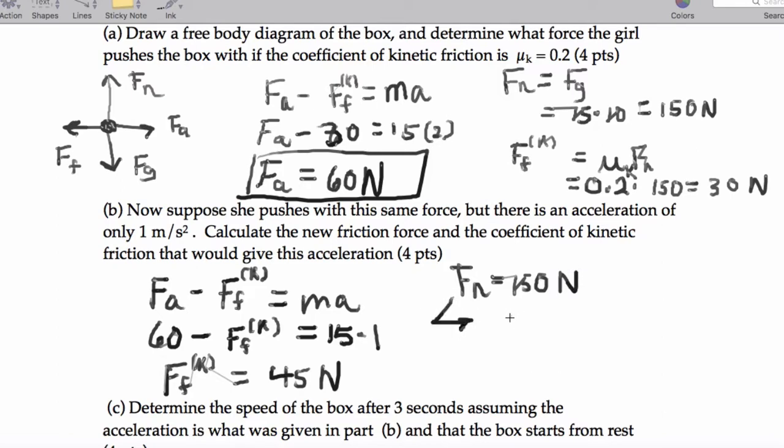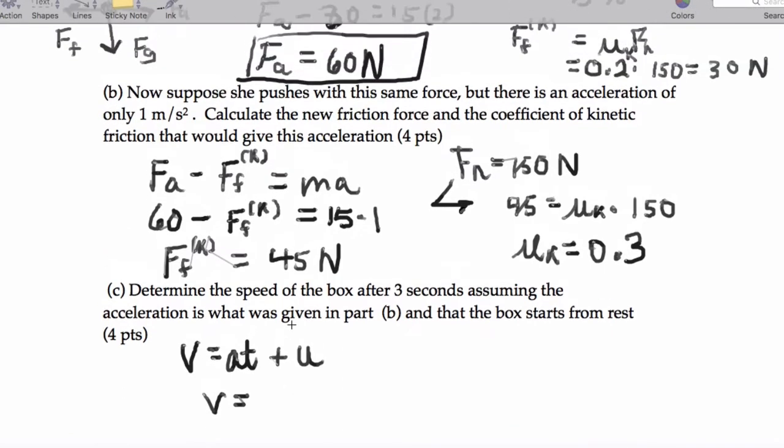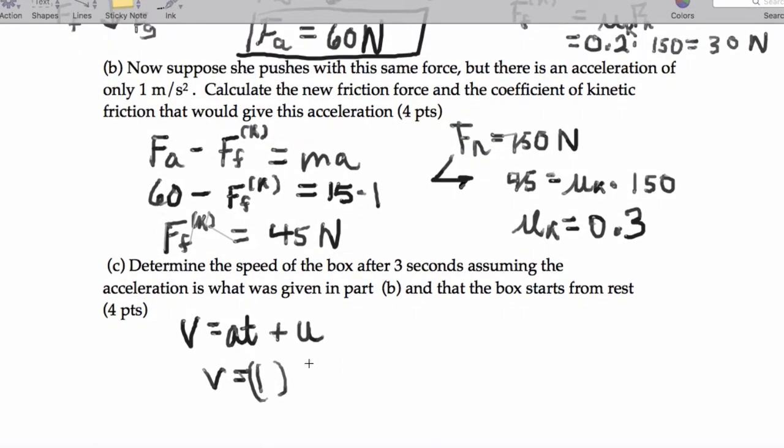So that means 45 is going to equal mu k times 150. And so when we simplify, mu k ends up being 0.3. Now we want the speed of the box after 3 seconds, assuming the acceleration is what was given in part B and the box starts from rest. So let's do that. V equals AT plus U. So we're going to say V equals 1 times 3, which is 3 meters per second.